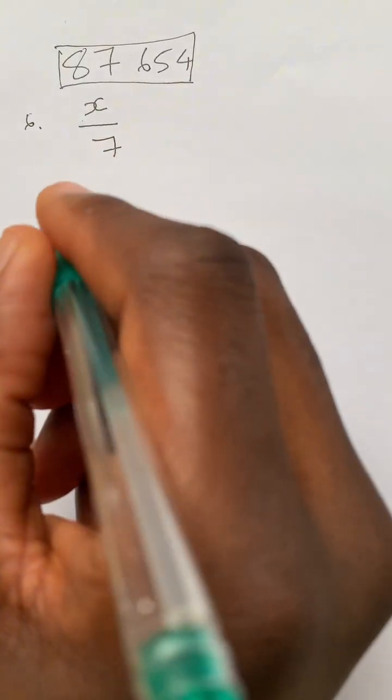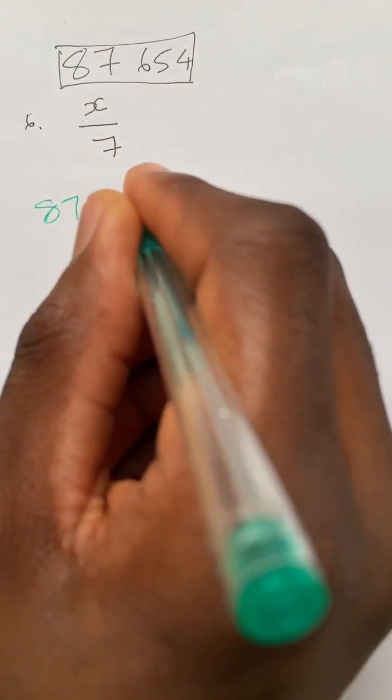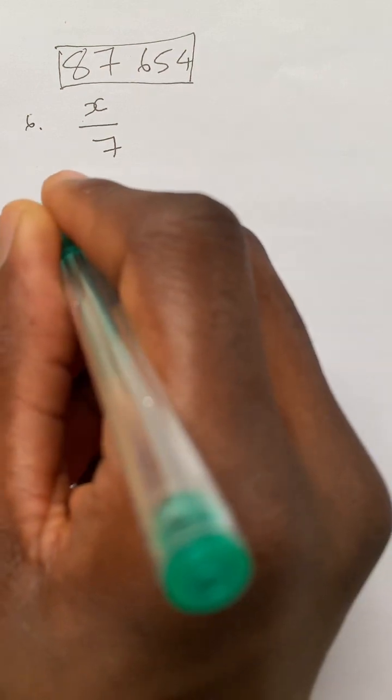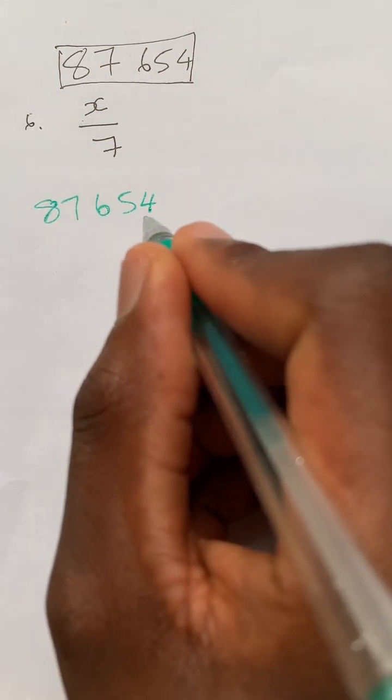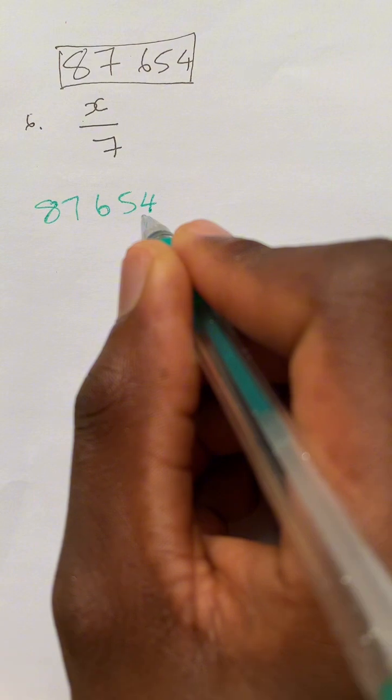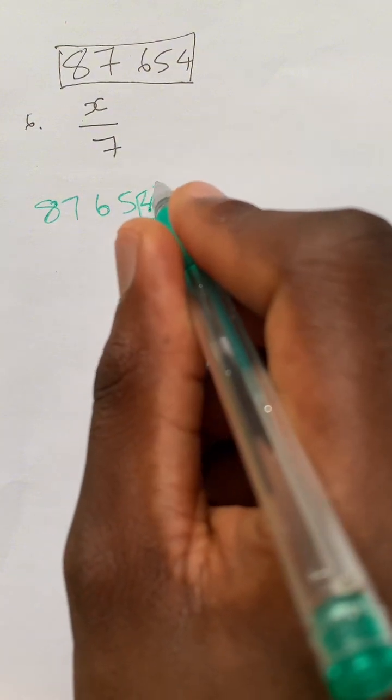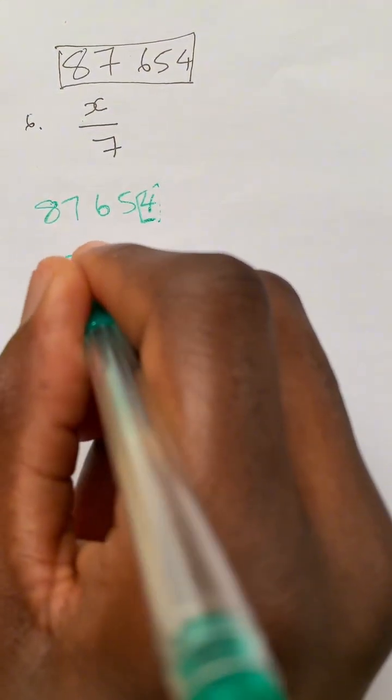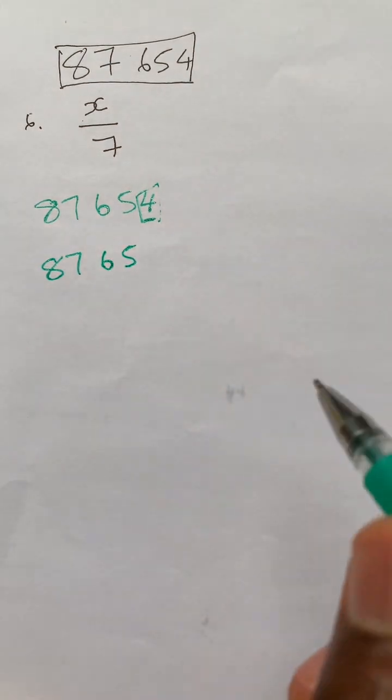We're going to start with our original number, 87654. So this is our model number which we're going to use. So we start with 87654, then we remove one number there, which is the last number. We remove this 4, we remain with 8765, right?